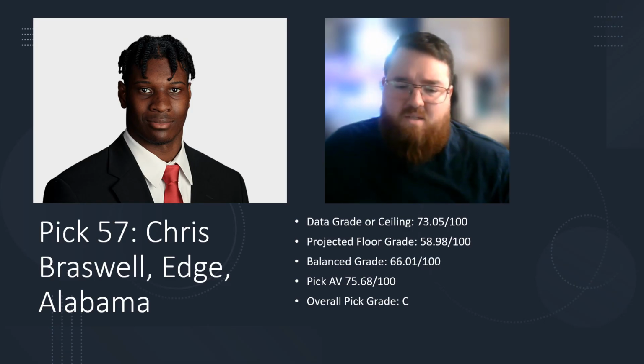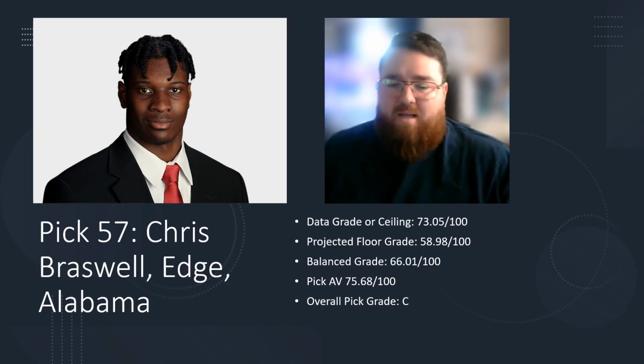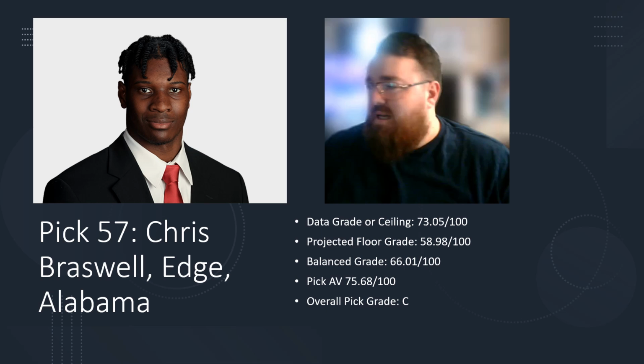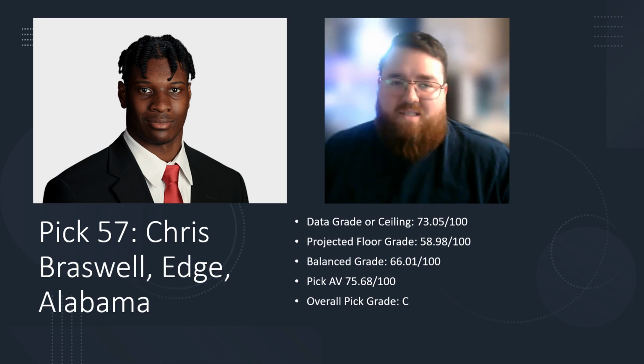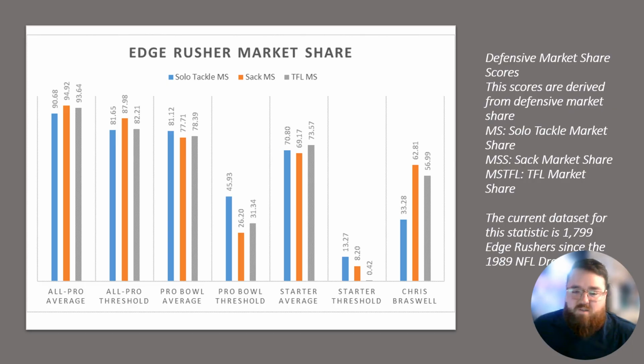And then, of course, you get to pick 57 and Chris Braswell, edge out of Alabama. His data grade is 73.05 out of 100. His projected floor is 58.98, and his balance grade is 66 percentile. Overall pick AV would be 75.68, with an overall pick grade of a C. Based on his production traits, he had good, not the best, sack and TFL data, so he had above average backfield production, but his solo tackle data is not exactly where you want it to be.